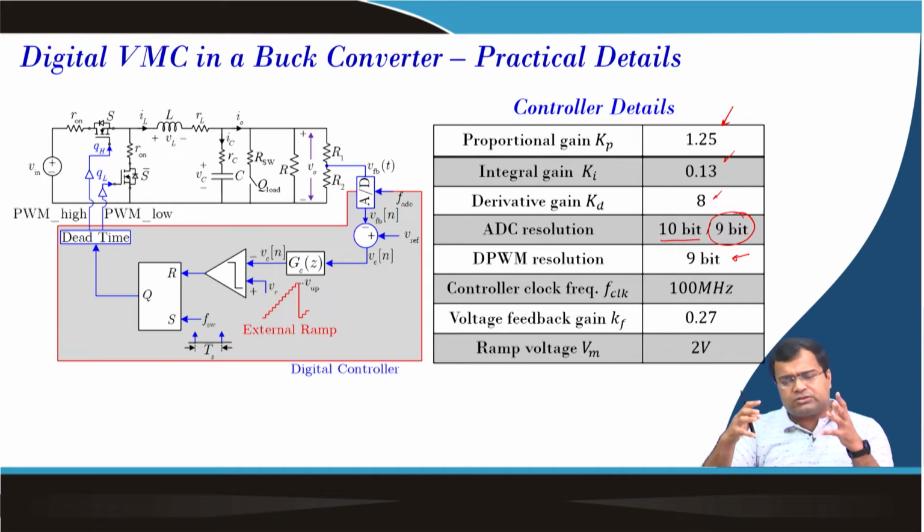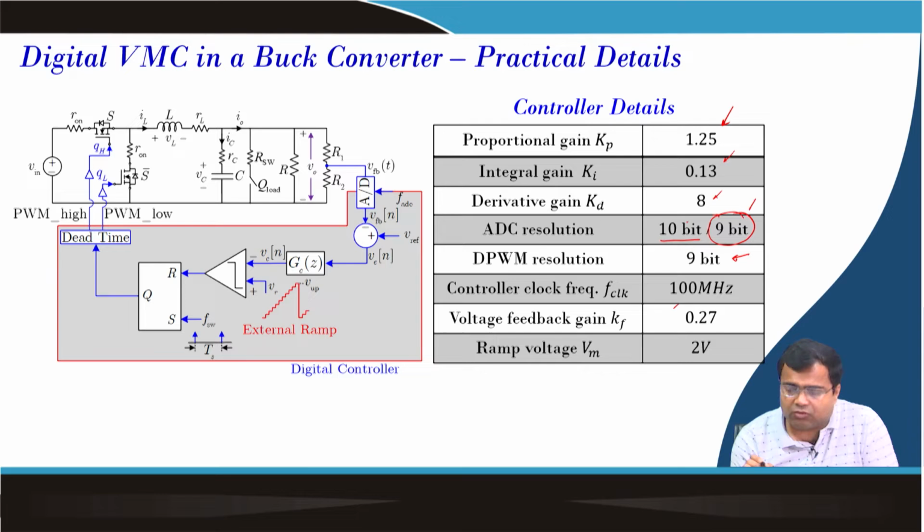So, here it looks like ADC and DPWM resolution is the same, but we are not getting a very significant problem of limit cycle. But you should choose a DPWM resolution much higher than the ADC resolution. So, for effective resolution of the ADC, we are using 9-bit; we can drop one more LSB. Here we are dropping one LSB from 10-bit, so the resolution becomes 9-bit.